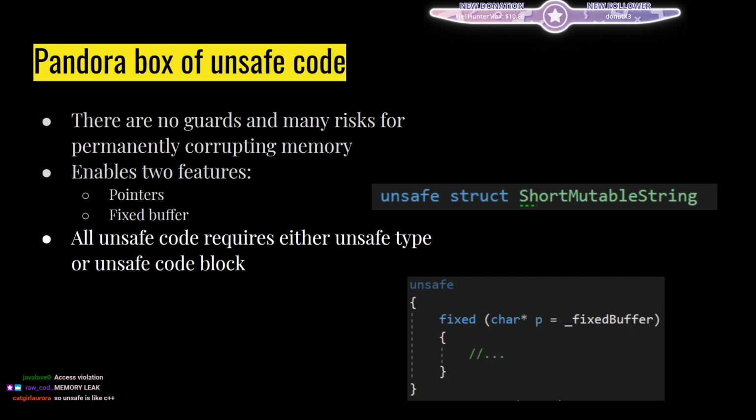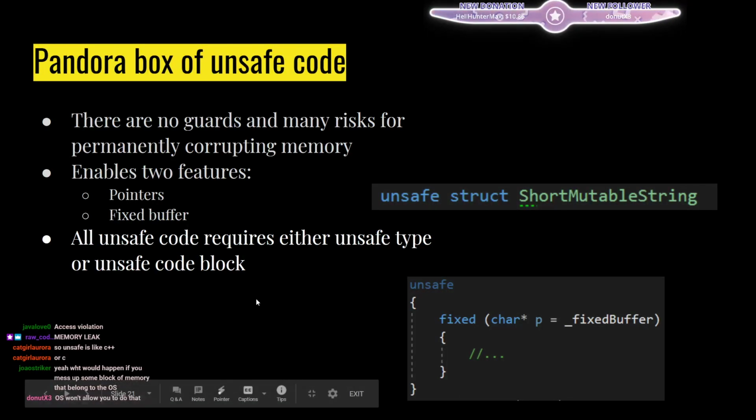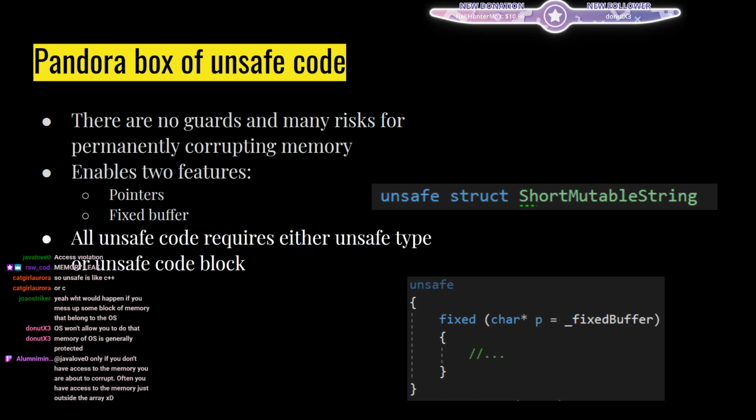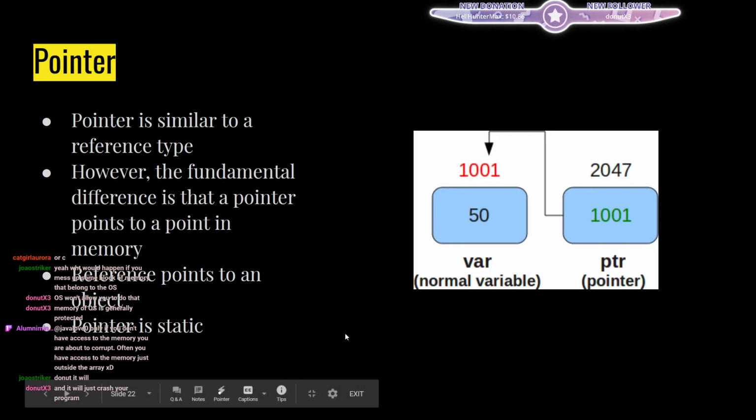Anyways, to put it in a nutshell, unsafe code allows two things: pointers in C# and fixed buffers, fixed arrays. Unsafe code indeed makes C# a lot like C++, both in terms of what you can do and in terms of speed. So first, let's talk about pointers.